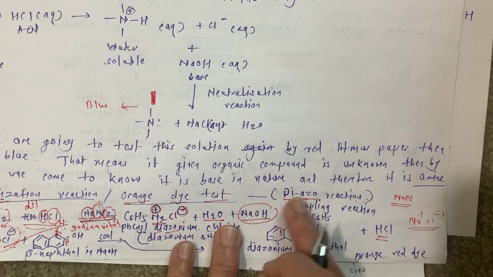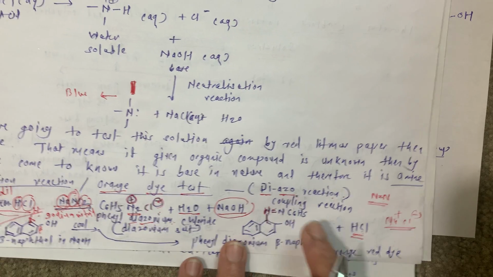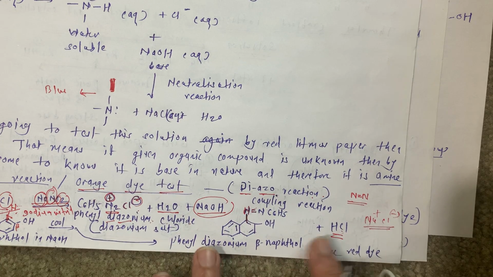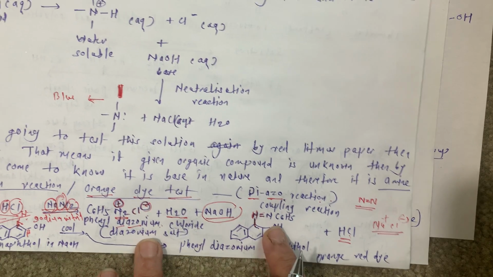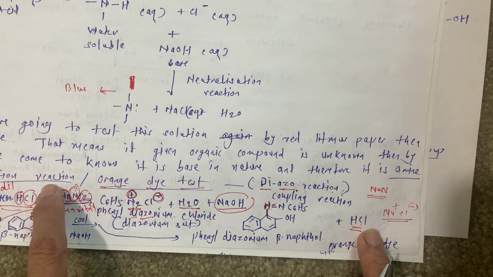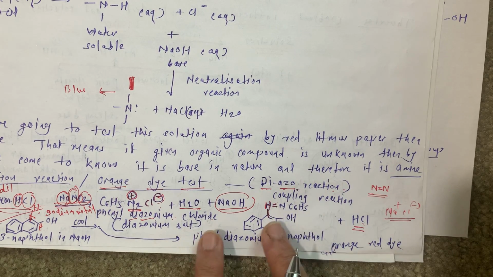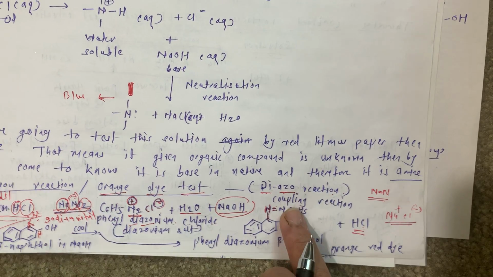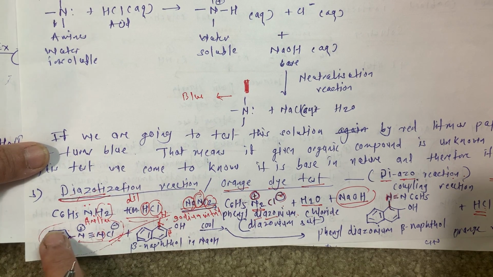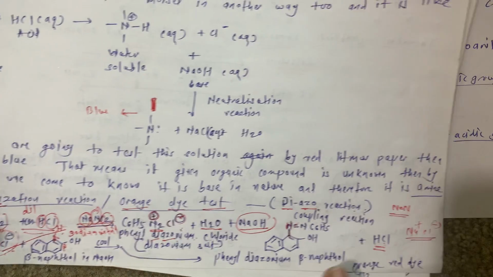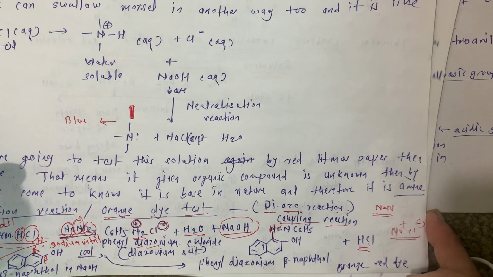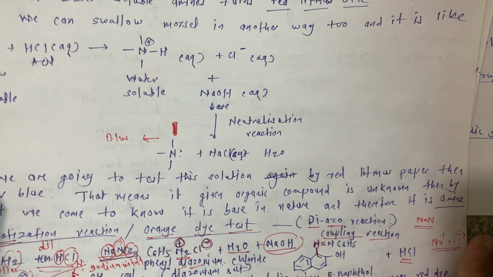When such a complex compound is formed, it shows an orange red color, which is nothing but a dye, which gives color, an orange red dye, and so this is also known as the orange dye test. Diazotization reaction, diazo reaction, or here it is the coupling. Coupling means they are going to attach to each other, this benzene ring as well as this benzene ring, and so this is also called a coupling reaction. In this way we get this orange red dye.